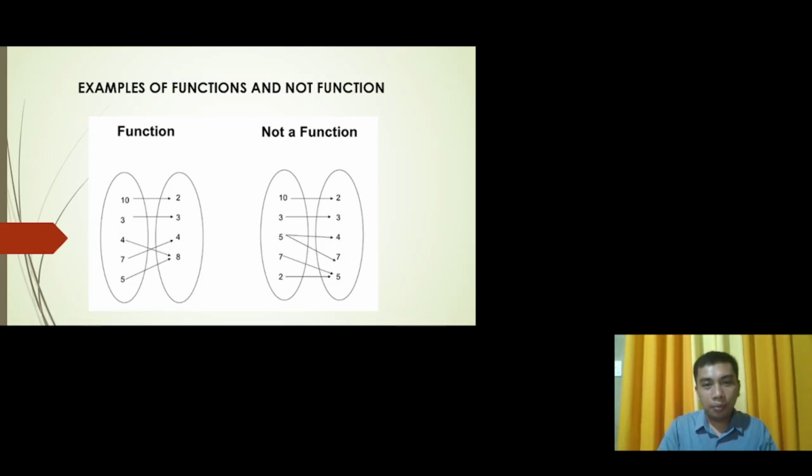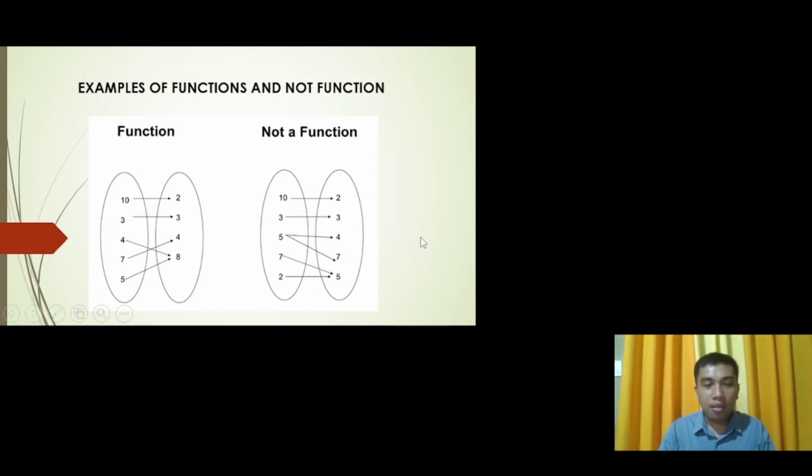Now, we are going to look at the other side. This is not a function. It is because when we look at the set of all x, or the domain, we have 2, 7, 5, 3, 10. Then on the other side, we have 2, 3, 4, 7, and 5. The value of x, 5, is being repeated. So that's why it is not a function.